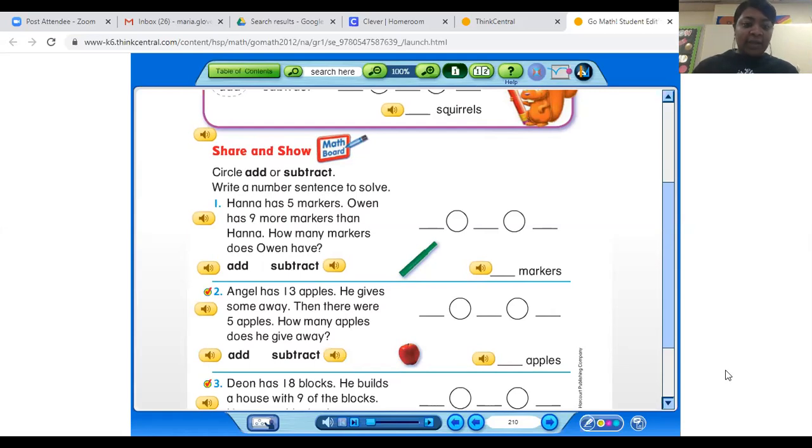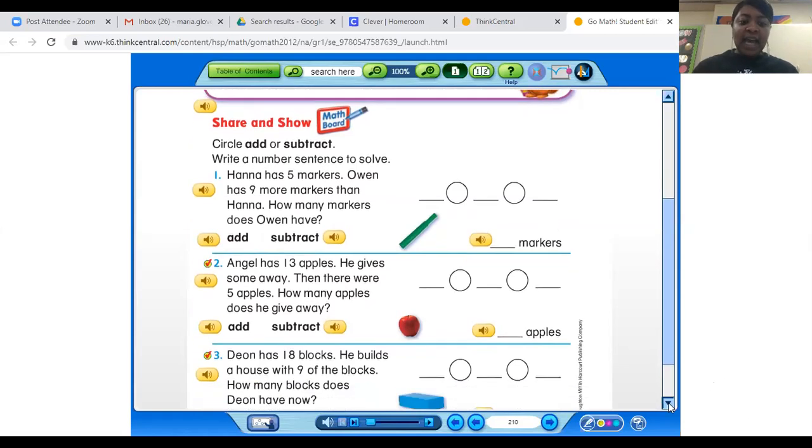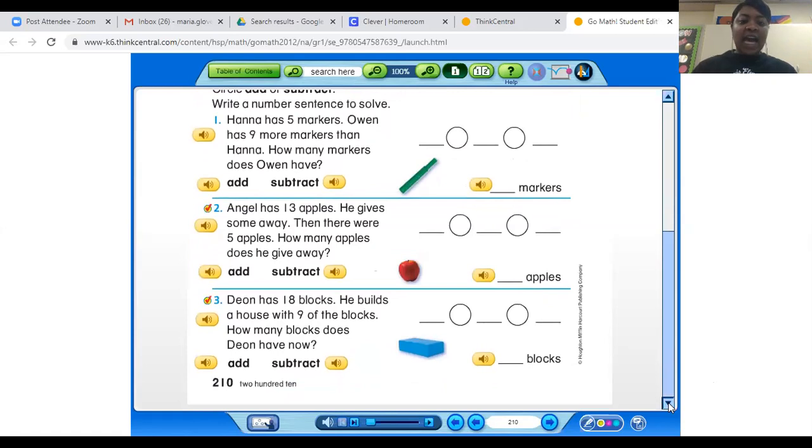Dion has 18 blocks. He builds a house with 9 of the blocks. How many blocks does he have now? So he has 18 and he takes 9 of those 18 to build a house. So how many does he have left? Are we going to add or subtract?